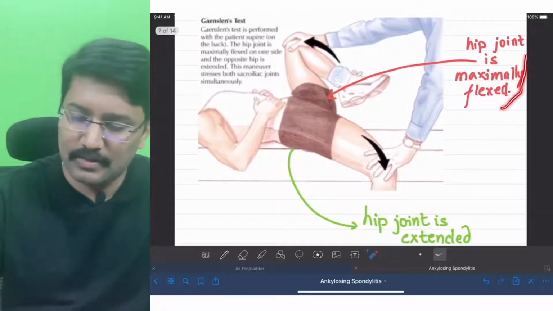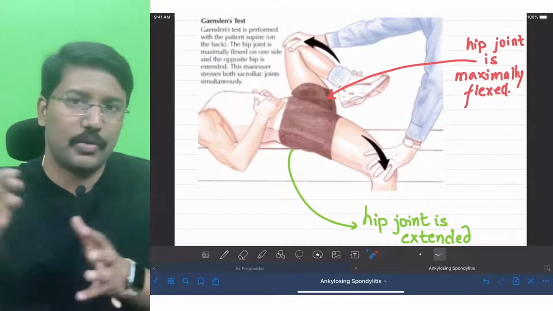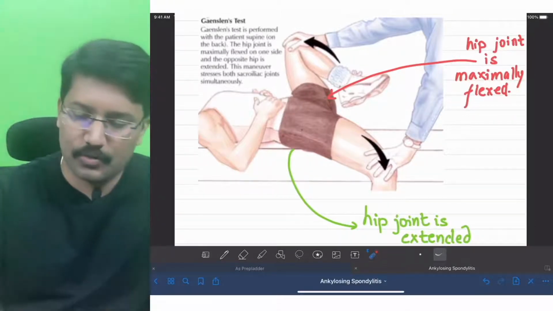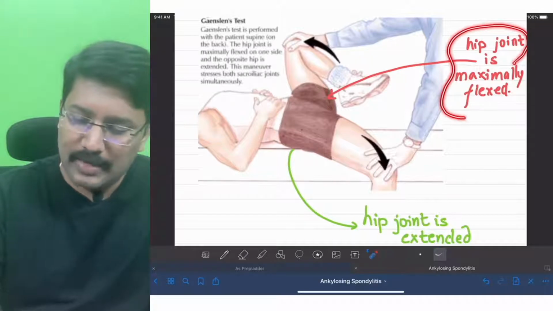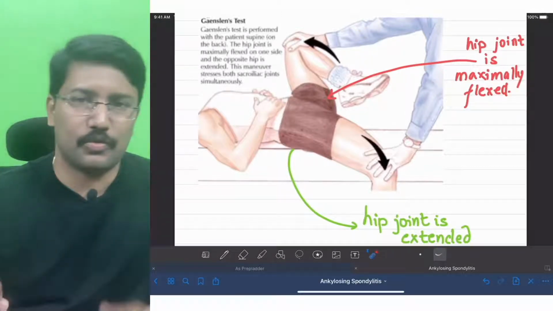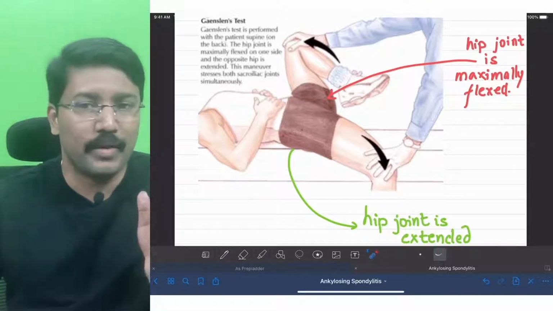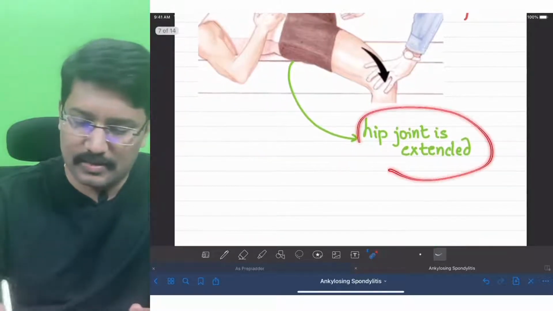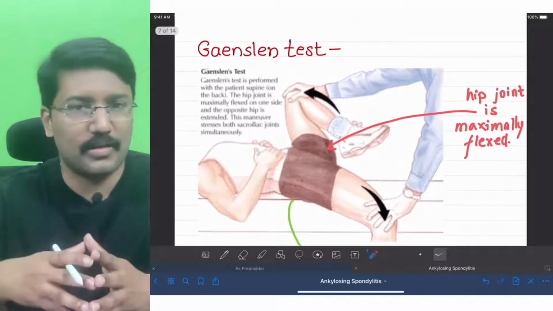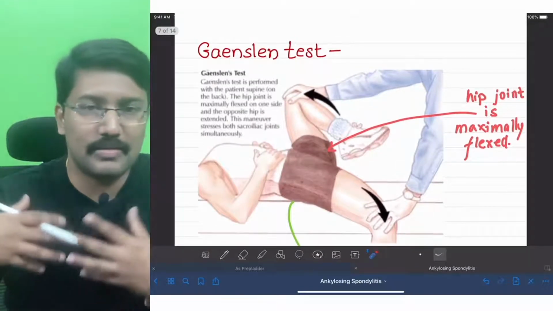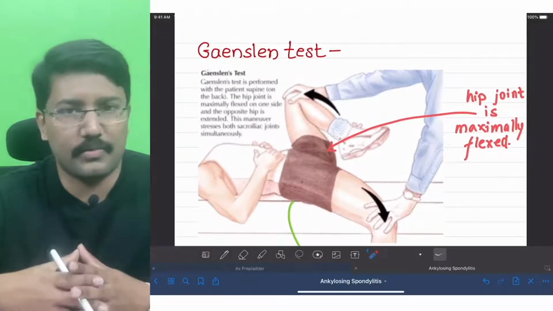On the other side, he is also flexing the knee joint and pushing it back, so he is basically making the hip maximally flexed on the other side. So on one side the hip is maximally flexed, and on the other side the hip joint is maximally extended. This puts pressure on the sacroiliac joint, and if there is sacroiliitis, this would trigger the pain.